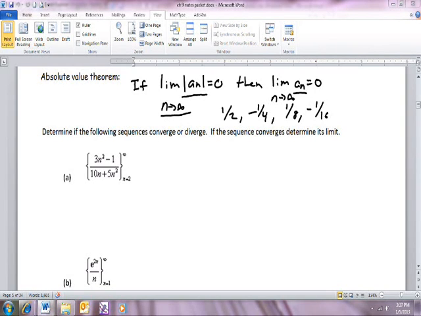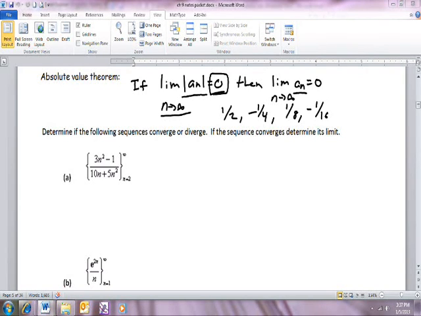Now, this doesn't work in just normal limits. If you've got the limit of just -5, that absolute value approaches 5. Doesn't mean the original thing actually approaches 5. The original thing approaches -5. So this only works when our limit of the absolute value is approaching 0, because it doesn't matter if you are positive or negative. If you approach 0 from either side, you're still approaching 0. So that's why this one works.